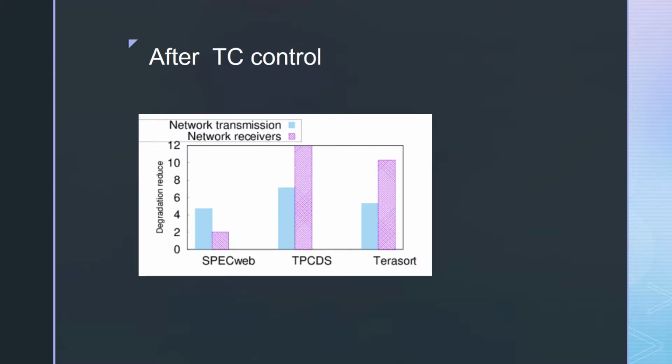Then I will show you the results after TC control. After TC control, we can see that all these results have an obvious degradation reduction, because this figure shows the degradation reduction. So the higher the results are, the better the TC control tool is. As we can see, PCDS has the highest network degradation reduction.